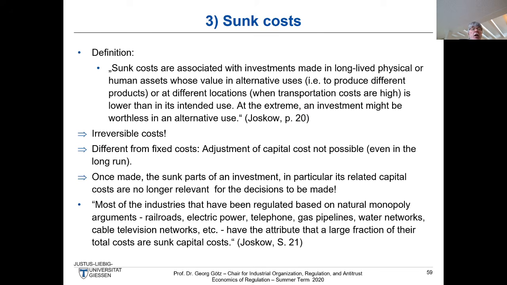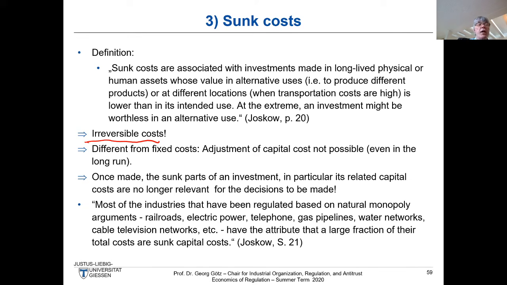Okay, here just some definition from EoScope. We discussed that previously. So sunk costs are associated with investments made in long-lived physical or human assets whose value in alternative uses or different locations is lower than in its intended use. At the extreme, an investment might be worthless in an alternative use, and in that sense, we have what is called irreversible cost. Just think of the Eurotunnel. What you have sunk there is lost if you no longer operate the Eurotunnel. Also exists in nuclear power plants. There are already sunk costs, even to dismantle them. These costs are already here.